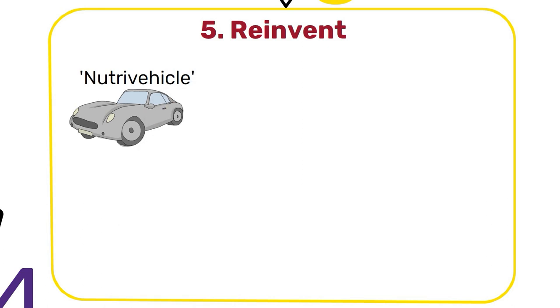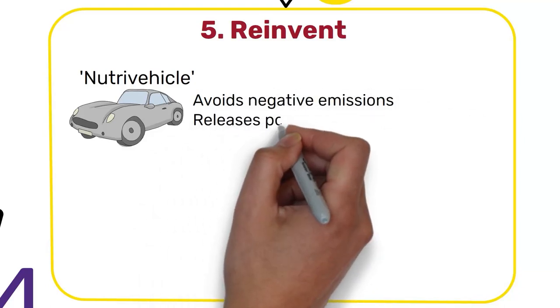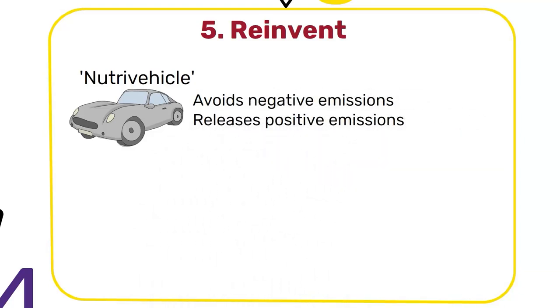Step 5. Reinvent. In this final step, we are doing more than designing for biological and technical cycles. We are recasting the design assignment. This means if we are designing a car, we don't just design a car, but design a neutral vehicle. Instead of aiming to create cars with minimal or zero negative emissions, imagine cars designed to release positive emissions and generate other nutritious effects on the environment. Everything the car emits is nutritious for nature or industries.